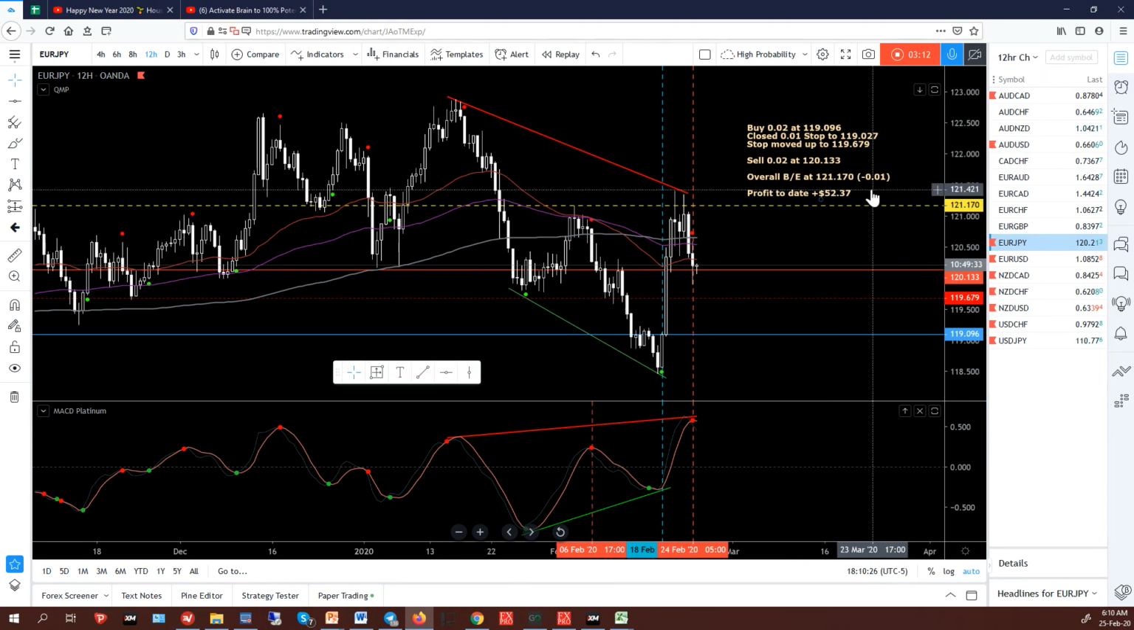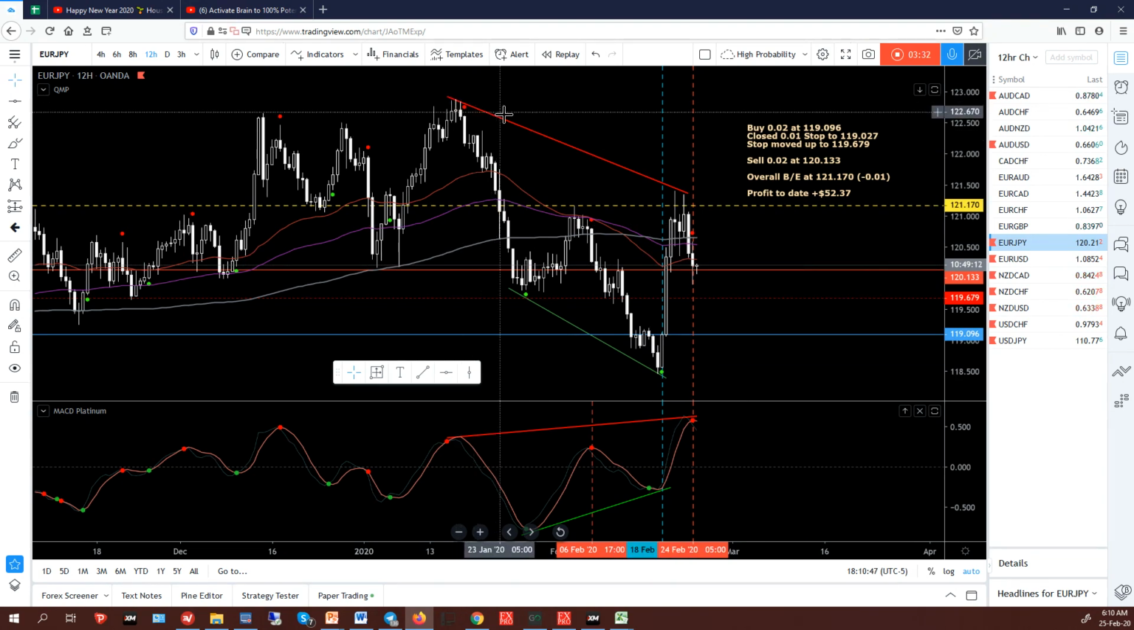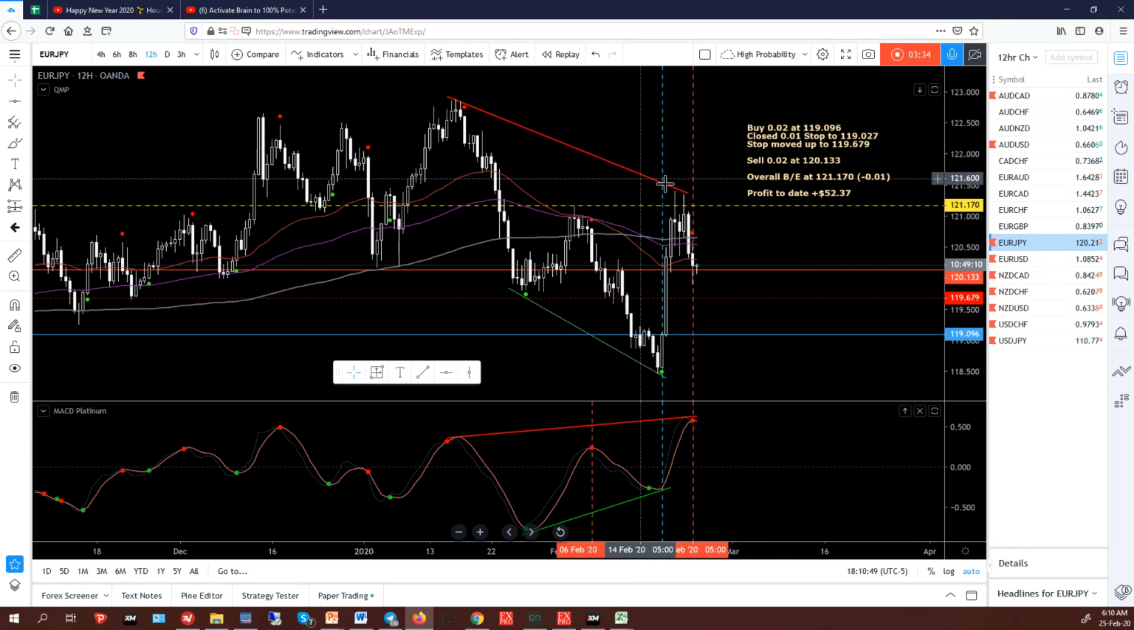Now, my overall break even is up here, and it's overall negative 0.01 lot. So as long as price stays below that yellow line, I'm in profit overall between the two trades. I've got a partial hedge there, so I'm quite happy to take them. There is hidden bearish divergence there. You can see lower highs on price, higher highs on the MACD platinum. So it's all right. I'm quite happy with that.